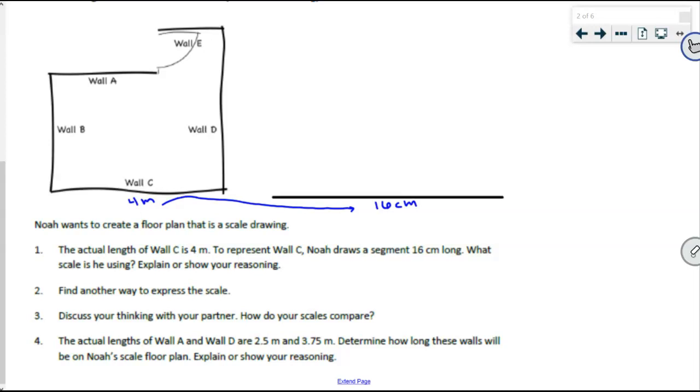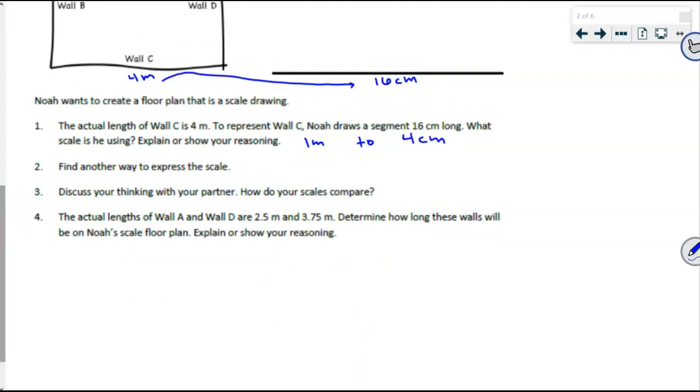Okay, and what do you think? How would we represent the scale? What scale is he using? Carter? I know, give me a second to write it down. 1 meter to 4 centimeters, right? That's what you said? And now that it's on the board and everyone can see it, tell me how you got there. What does that mean? Good. 1 meter in his actual room is going to be represented with 4 centimeters on his drawing.